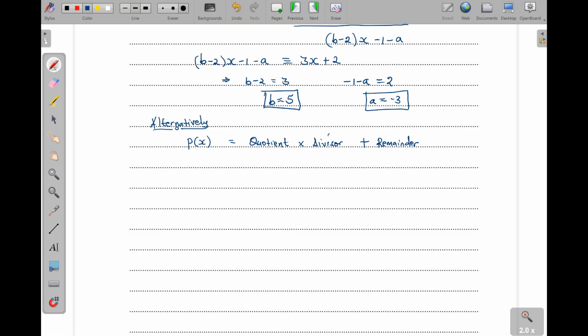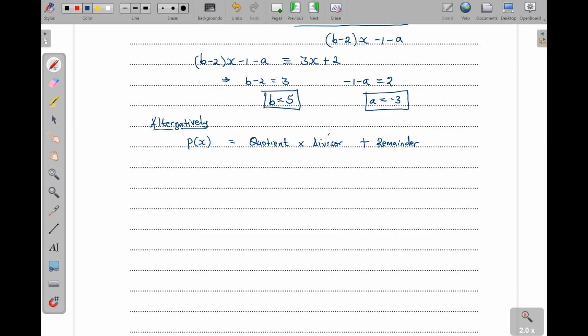Why is it like this? You can have something like 7 over 2 is equal to 3 whole number and then 1 over 2. So if I multiply all through by 2, then I have 7, which is equal to 3 times the 2. You see, this is the quotient, this is the remainder, the divisor, and then plus 1. So this is the remainder. That is why we are having something like that.